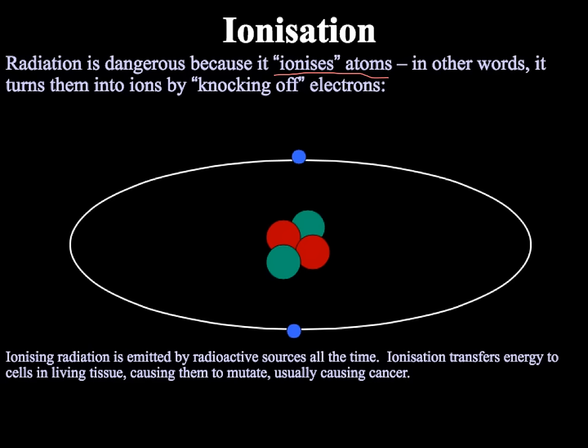Ionizing radiation is emitted by all radioactive sources all the time. It transfers energy to cells in living tissue, causing them to mutate. This mutation happens at the DNA level. This often causes cancer in the cells due to the genetic makeup having been changed. However, we are able to use ionizing radiation in medicine in order to treat several conditions as well as to carry out scans of the body.